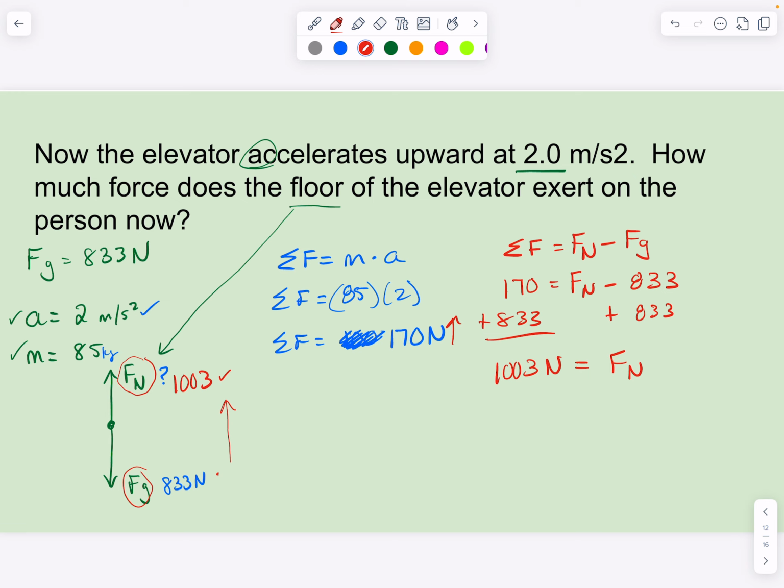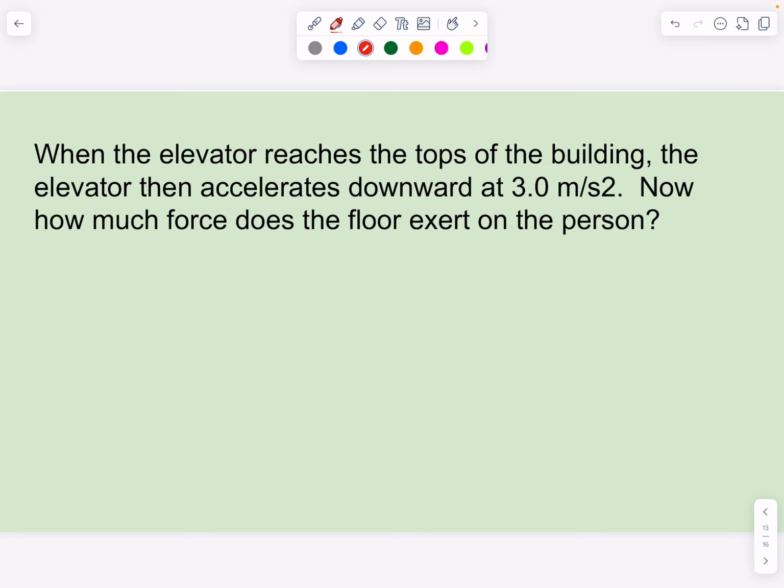Now, the elevator hits the top floor, and when it gets to the top of the building, it begins to accelerate downward at a rate of 3.0 meters per second squared. Now, how's the floor doing? Well, our Fg remains the same at 833. The mass of the object is still the same at 85 kilograms. Our new acceleration, though, is going to be negative 3 meters per second squared, and it's negative because it is going down.